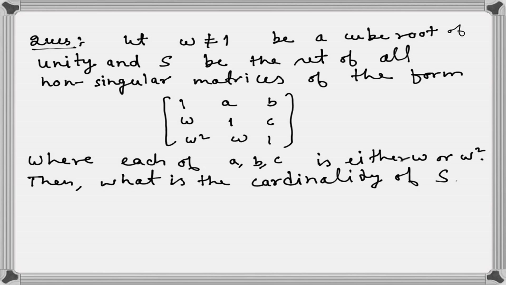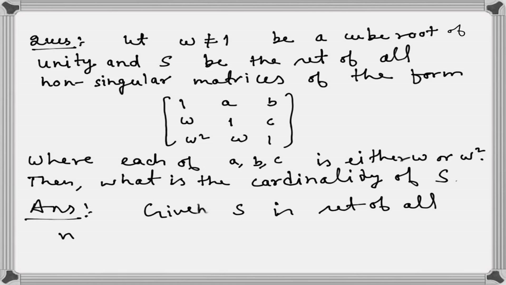Answer: given S is a set of all non-singular matrices, then the determinant of this matrix, (1, A, B; W, 1, C; W square, W, 1), is not 0 by the definition.